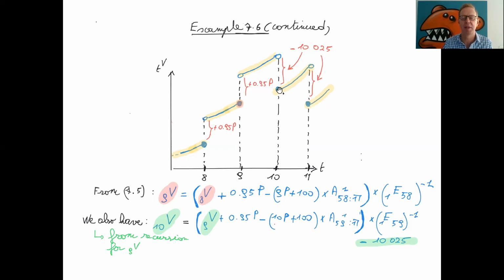What happens then after time 10? The policy value increases again over the year, and then again at time 11 there is a jump downwards because of the 10,025 annuity payment.